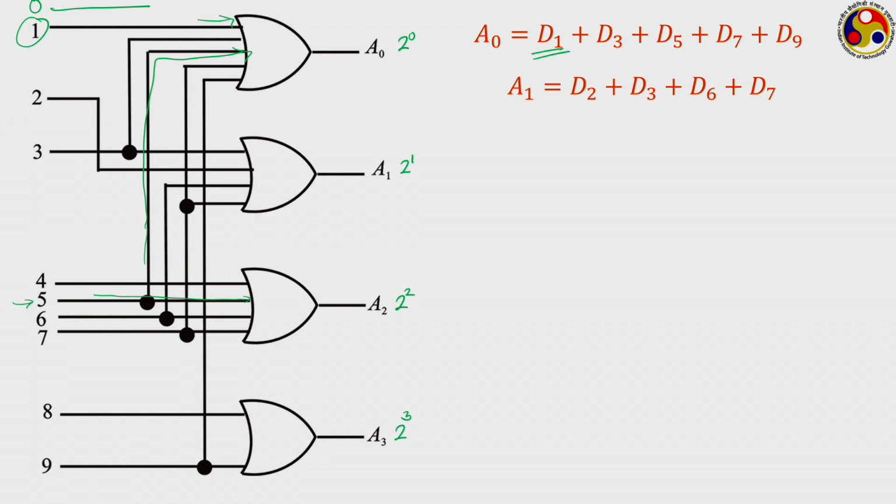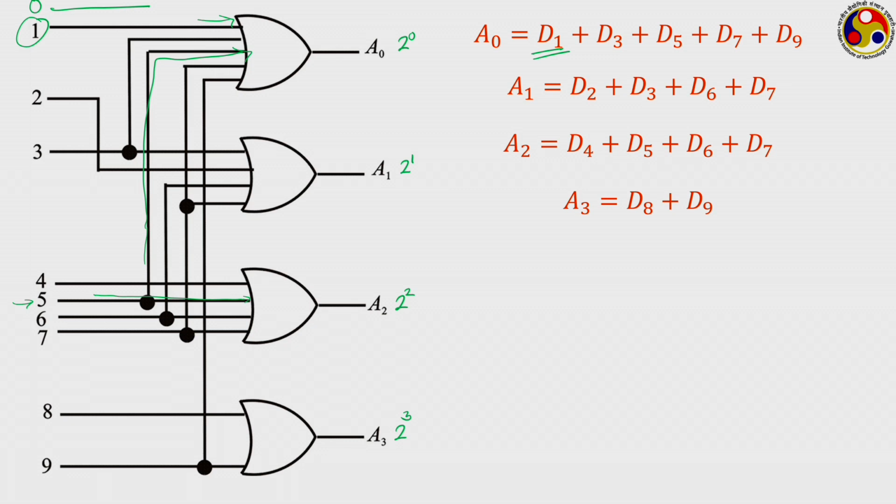A1 is having this operation, D2 it is connected to 2, 3, 6 and 7, A2 is connected to 4, 5, 6 and 7 and A3 is connected to 8 and 9. Very simple operation, just 4 OR gates, and they are connected to corresponding decimal input points, and you have the BCD conversion as the output in the 4-bit register.